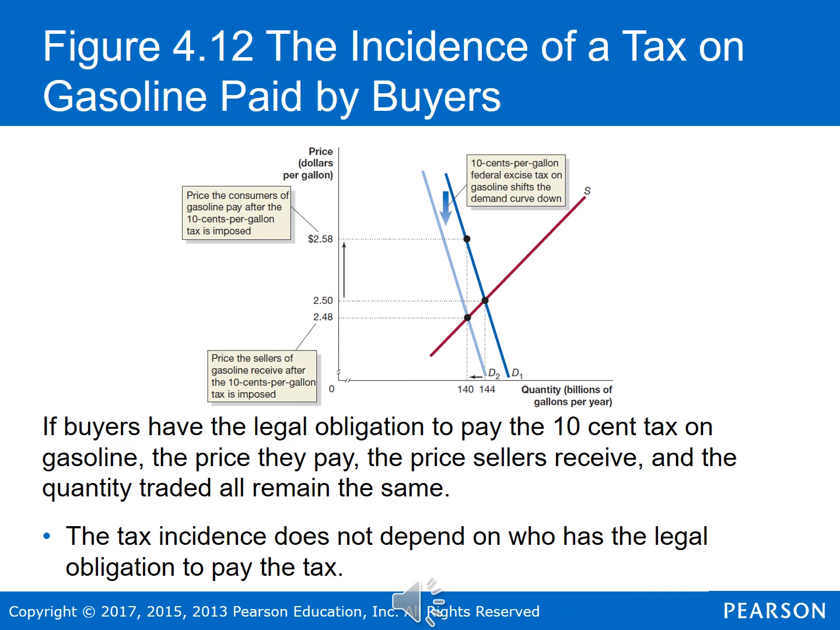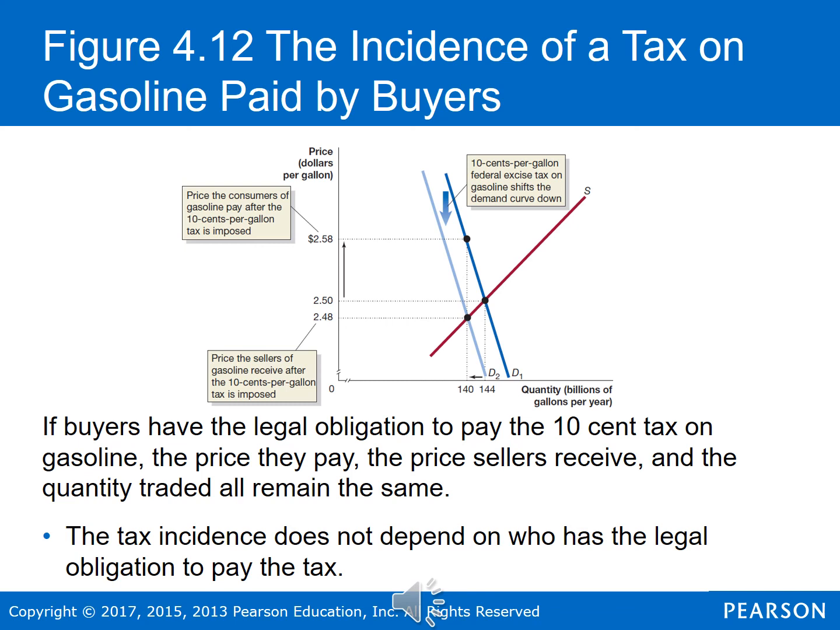If we put a 10-cent per gallon tax on gasoline that consumers have to pay, that's going to shift the demand curve down. So we'll shift it down from D1 to D2. In D1, the original demand curve, the price of gas is going to be $2.50. And at that price, the quantity traded is going to be 144 billion gallons of gasoline per year, just like in the previous example.